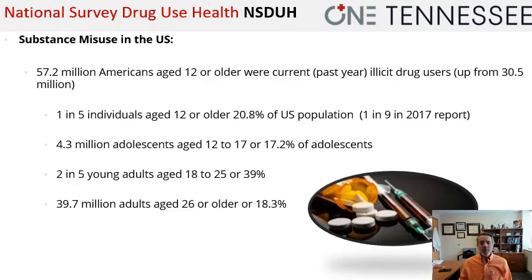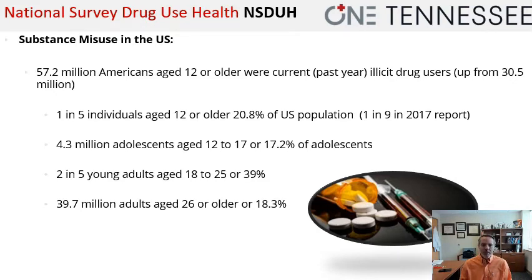Substance misuse and abuse is tracked in the United States, primarily using the National Survey on Drug Use and Health. There's a lot of numbers on this slide, but the one that I want to call your attention to is that third bullet point down. 2 in 5 young adults aged 18 to 25, or almost 40%, reported using an illicit substance in the previous year. The reason that is so concerning is, remember, up until age 25, that frontal lobe where we get our reasoning and judgment isn't fully developed.